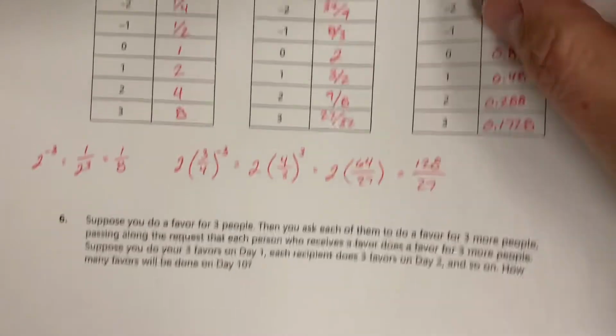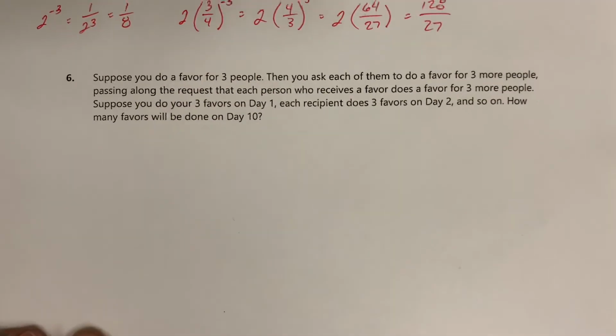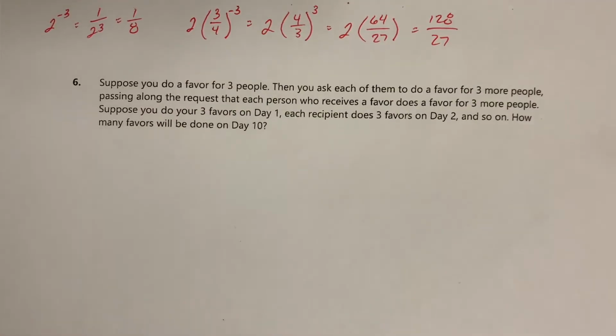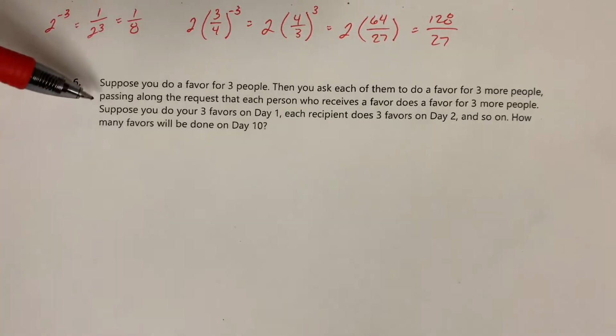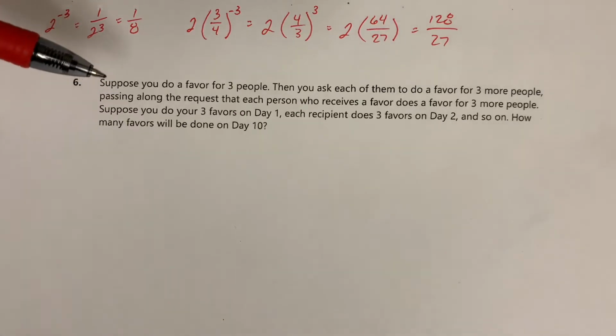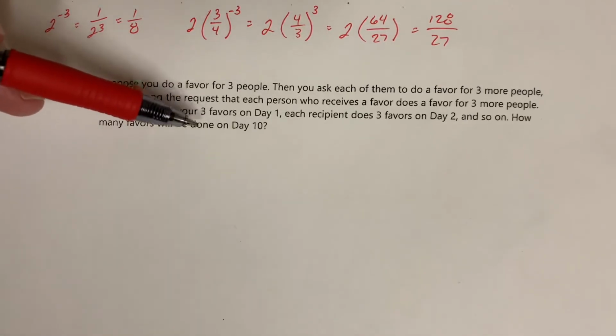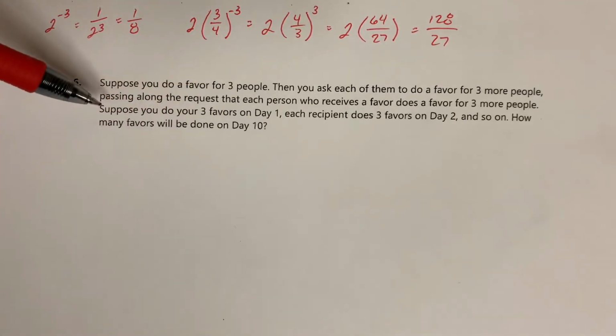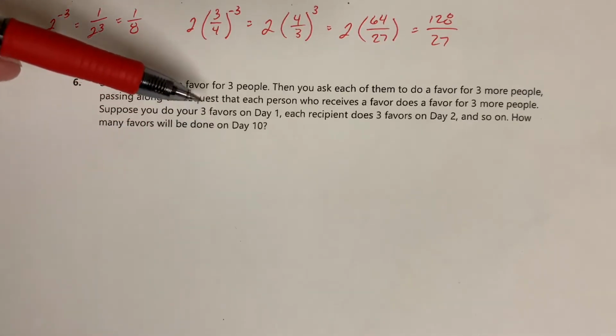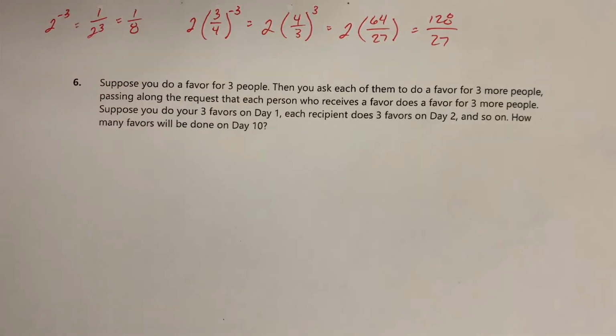Okay, so now we have a word problem, which the EOC is very fond of. It says, suppose you do a favor for 3 people. Then you ask each of them to do a favor for 3 more people, passing along the request that each person who receives a favor does a favor for 3 more people. Suppose you do your 3 favors on day 1, each recipient does 3 favors on day 2, and so on. How many favors will be done on day 10? All right, so let's take a look at this.